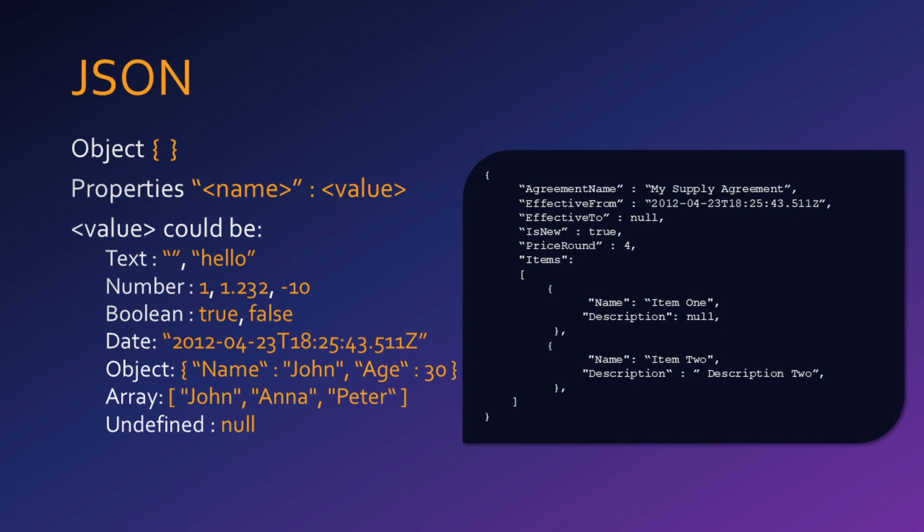The structure of JSON is very simple. It consists only of objects, which are represented by curly braces, containing a list of properties, which are represented as name-value pairs. These name-value pairs are separated by a colon. Multiple properties in an object are separated by commas. The name of the property is always written in quotation marks.